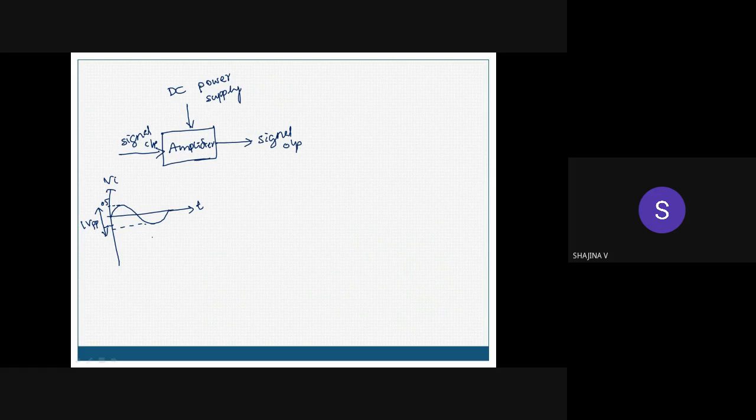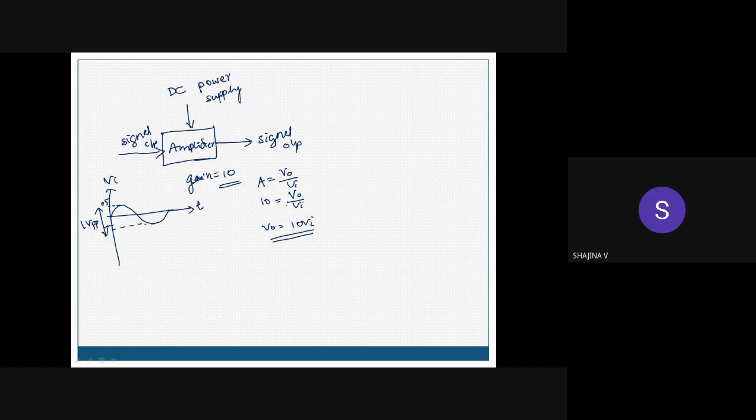So if I am giving this to the amplifier, assume that the gain of the amplifier is 10. Gain means output by input. If gain is 10, gain is equal to V out by V in, right? So if gain is equal to 10, my output voltage will be 10 times the input voltage, right? This will be the expression: V out by V in means gain.